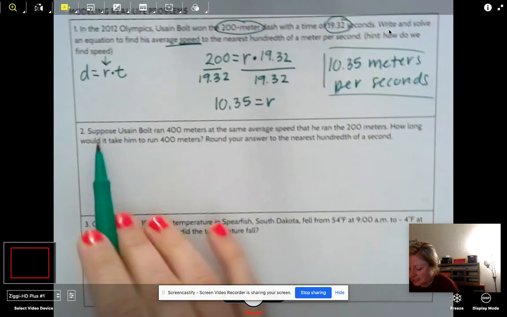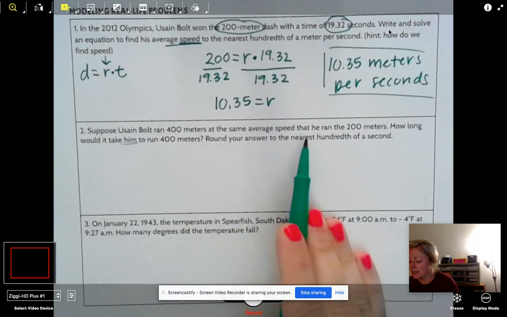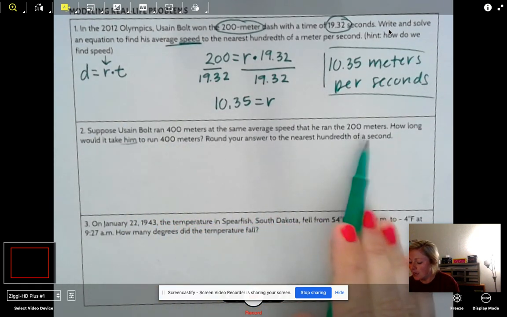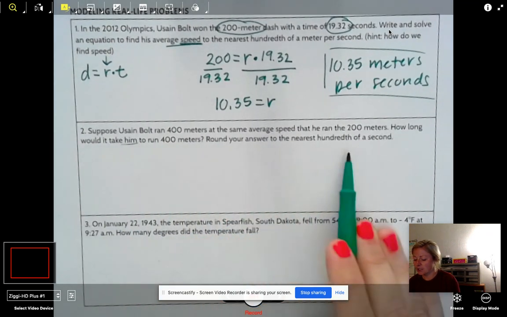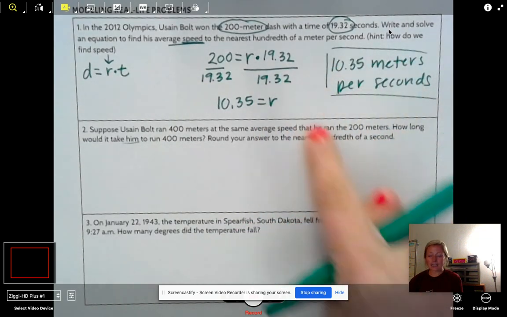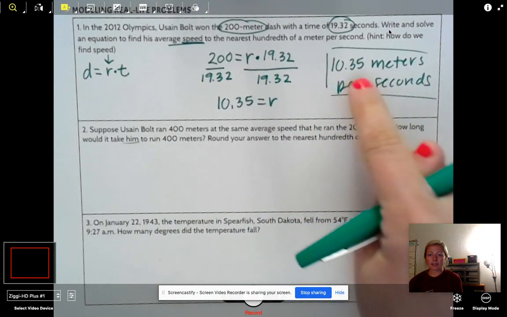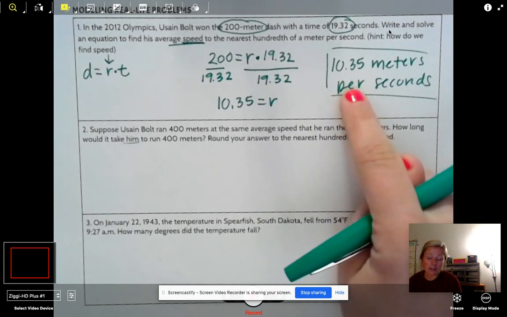Let's see what number 2 says. Suppose Usain Bolt ran 400 meters at the same average speed that he ran 200 meters. How long would it take him to run the 400 meters? Round your answer to the nearest hundredth of a second. So what they're asking us is if Usain ran 400 meters at this pace, how long would it take him to go 400 meters?